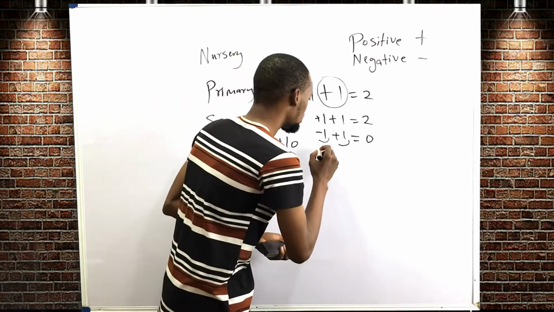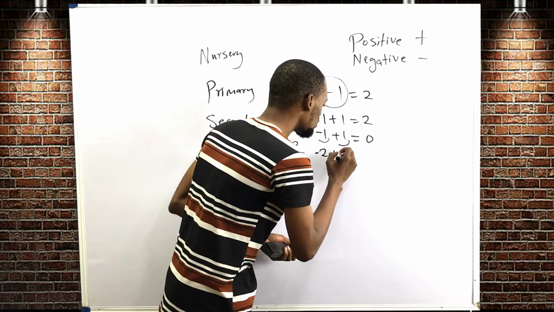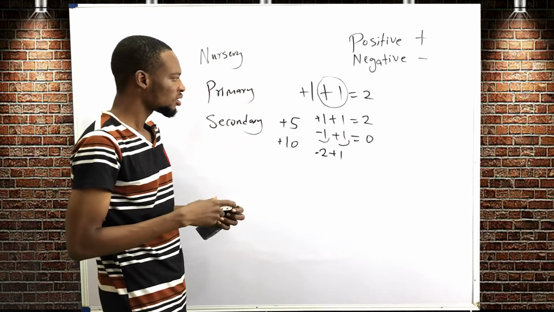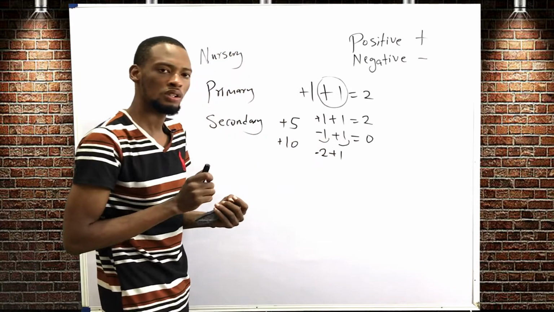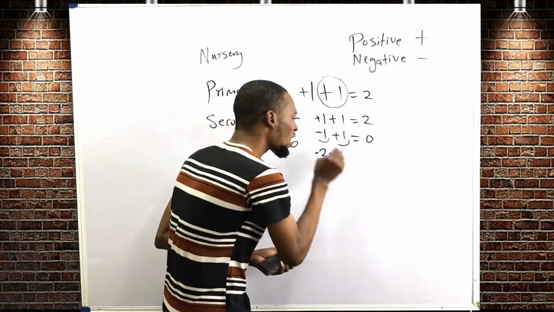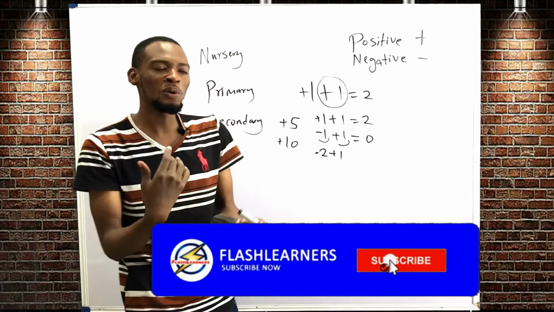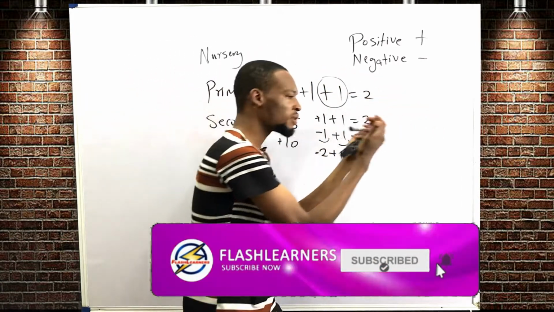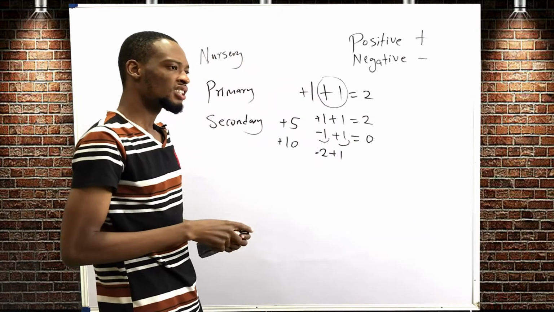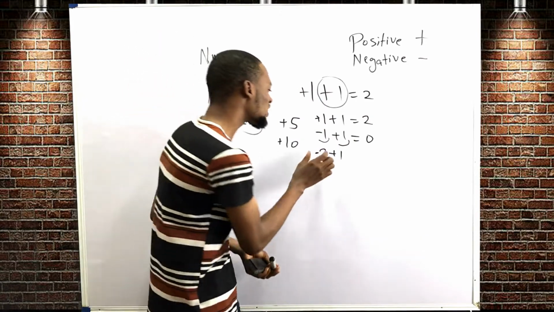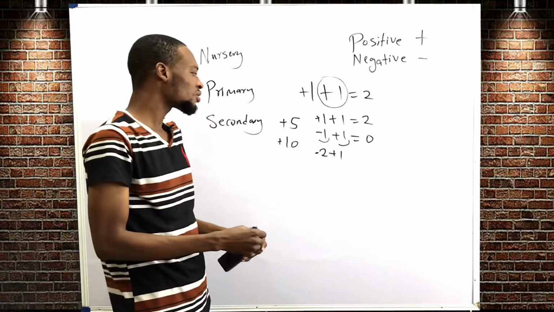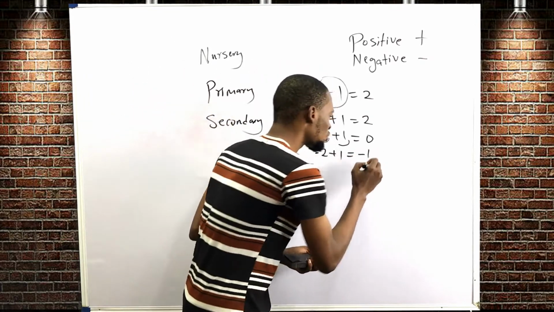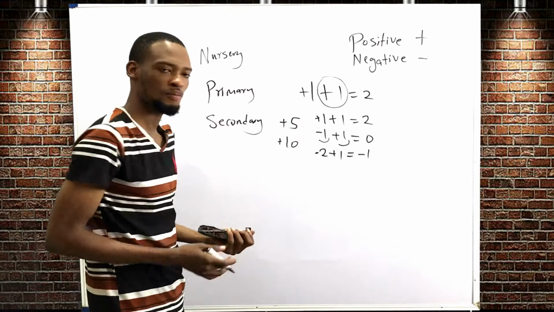How about minus 2 plus 1? Interpreting this, we can say that you are owing 2, but you have 1. So from the one you have, you paid the person. This implies that you will still be owing 1 because you paid 1 out of the 2 you are owing. So therefore, the answer is minus 1, meaning you are owing 1.